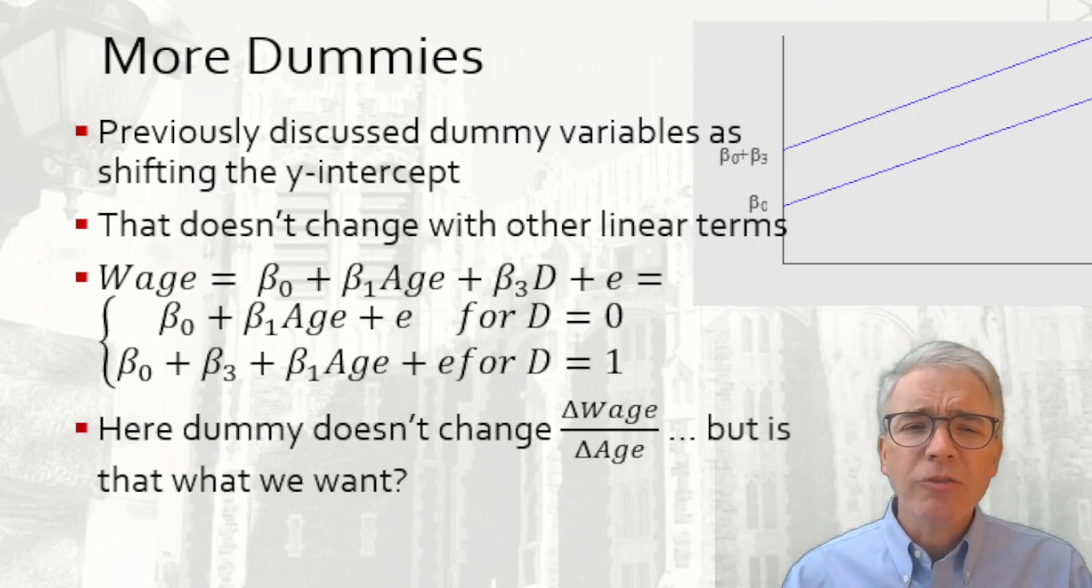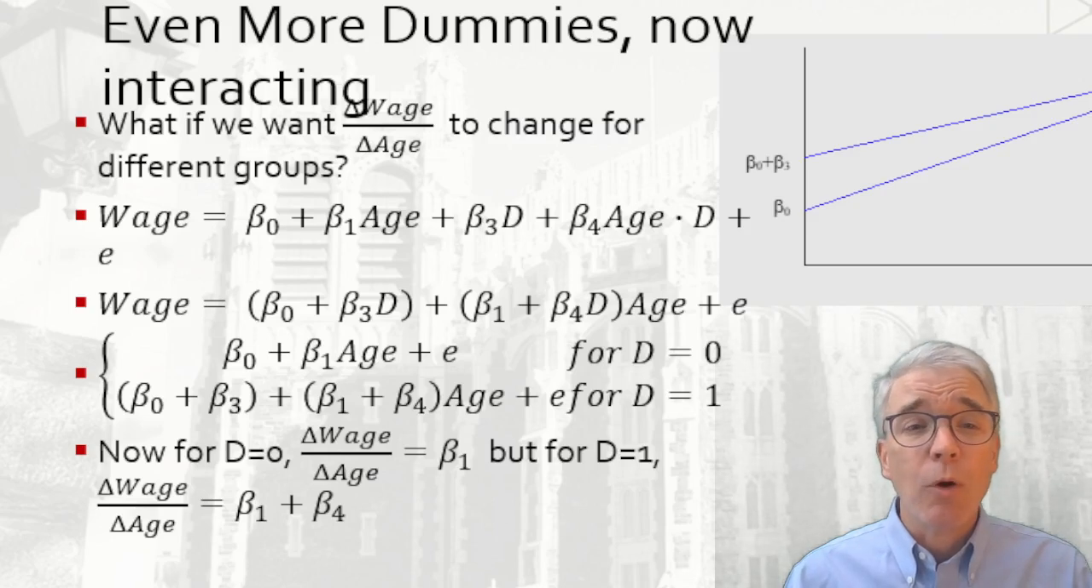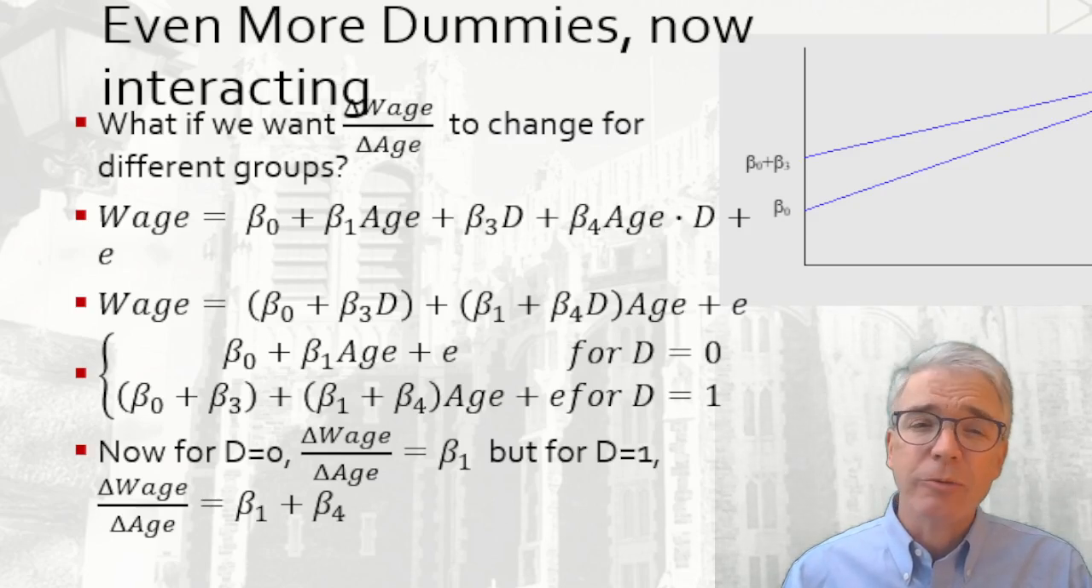But what if we want to change the slope on age? What if people with that dummy variable equal to 1 accumulate experience differently, or accumulate the rewards to experience differently? Maybe we want a different slope. We might think that delta wage, delta age could be different between groups. Now, this model does not require it different, but it allows it to possibly be different.